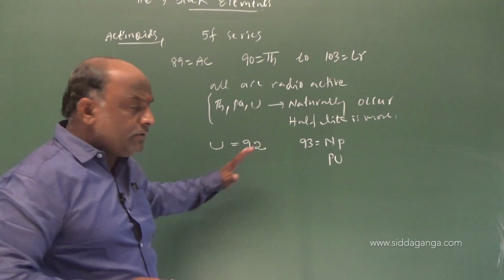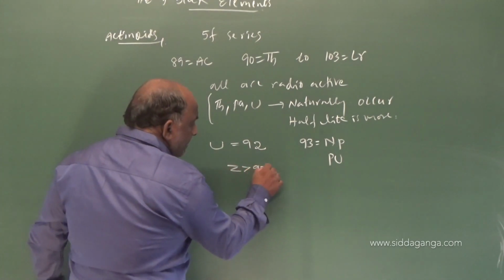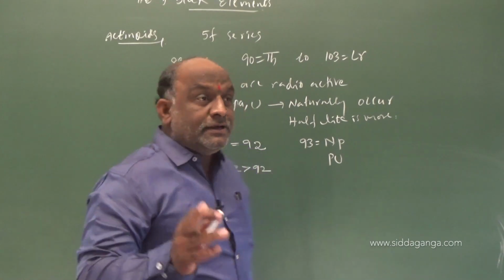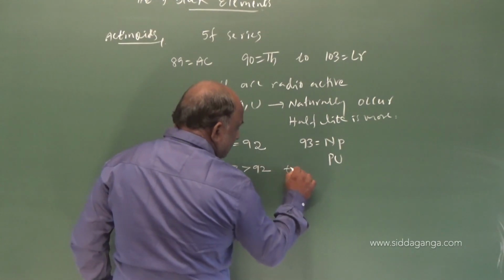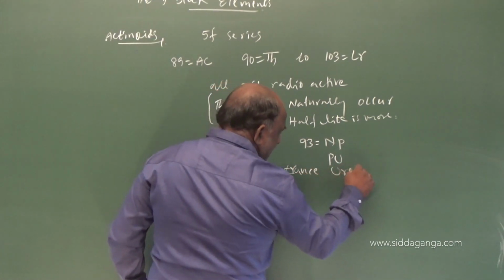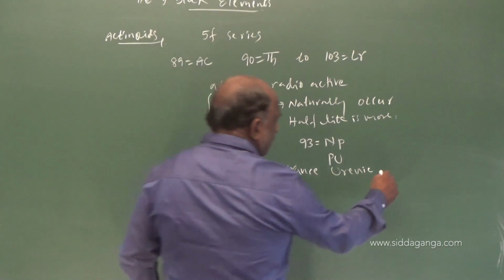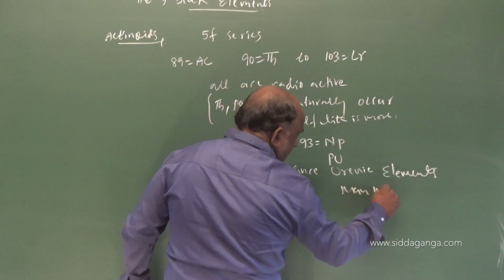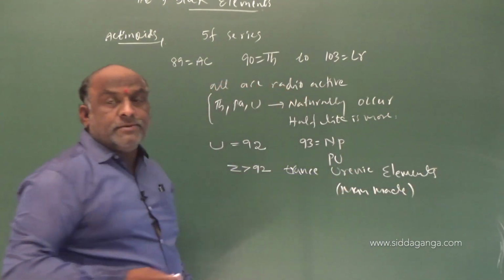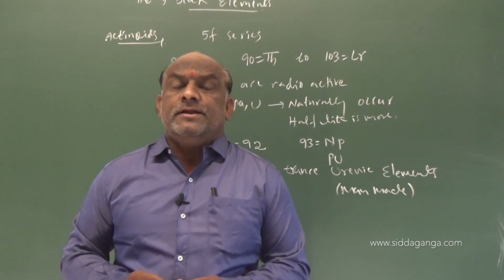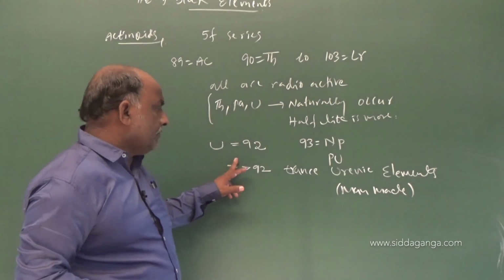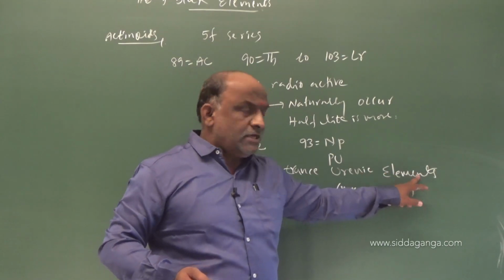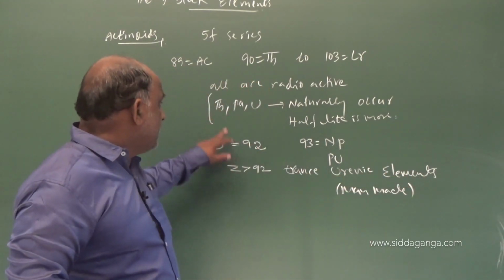After 92, Z greater than 92 elements are said to be transuranic elements. These are all man-made elements. Atomic number greater than 92 elements are called transuranic elements. These are man-made elements, while up to 92 there are three elements.